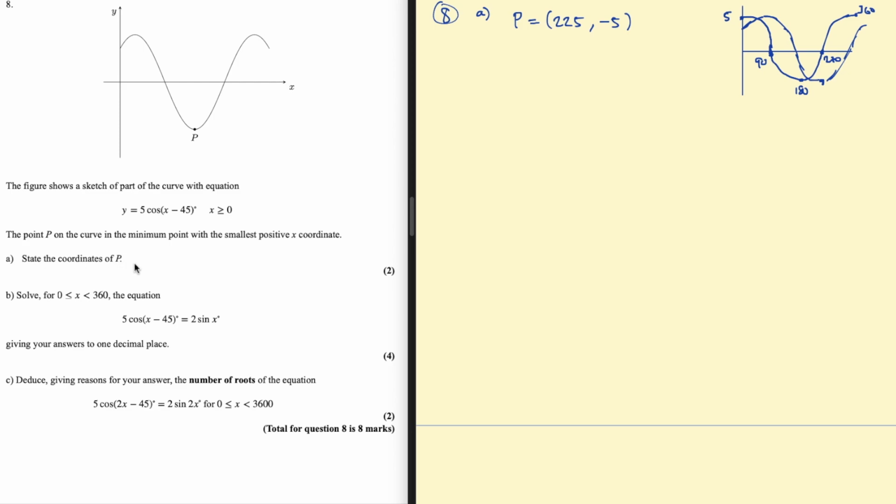It doesn't say to show workings, so I think you could just write down your answer there, but to be safe you might want to write down some workings such as 180 plus 45 or something like that, just to show your reasoning, how you got your answer.